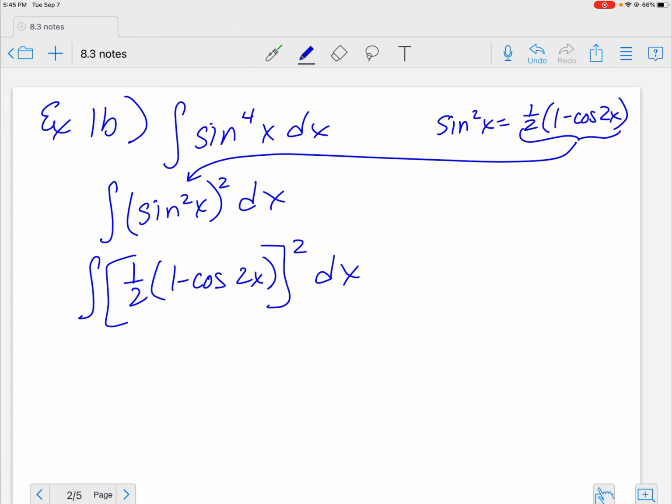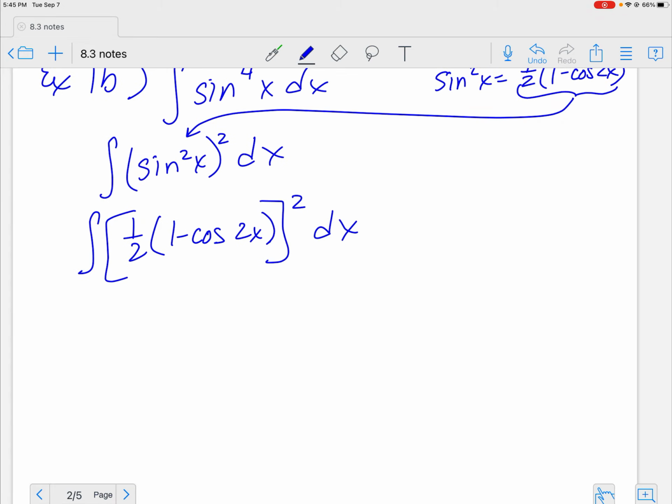Right? Now I've got that 1/2 squared. I'm going to chuck that in front. So I've got a 1/4, because it's just a number. We can put that in front. Then I've got 1 minus cosine 2x squared. So FOIL that out. Square the first term, minus 2 times the second term, and then square the last term.